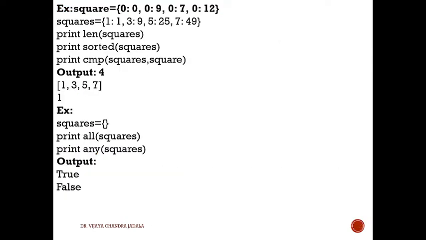Square equal to {0:0, 9:0, 7:0, 12}. Squares equal to {1:1, 3:9, 5:25, 7:49}. Print len(squares), print sorted(squares), print cmp(squares, square). So these all are the examples. You can do it as part of the practical session and get the output.